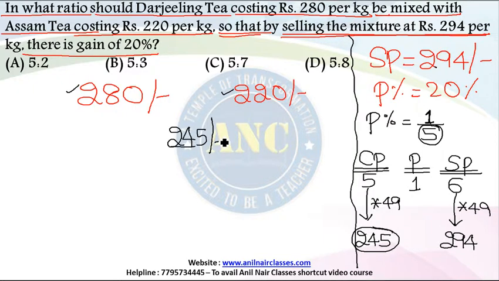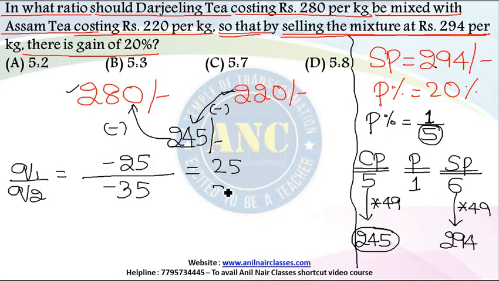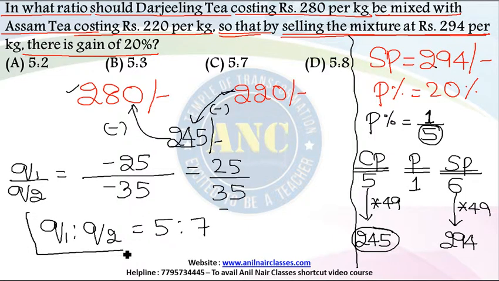All are absolutely the same. Now I know you can easily find the ratio in which the two varieties of tea are mixed. Q1 by Q2 is 220 minus 245, it is minus 25. 245 minus 280, it is minus 35. It is 25 by 35. In what ratio are they mixed? They are mixed in the ratio 25:35 or 5:7. Very easily you can solve this question. So this is another variety of question where profit percentage will be given and selling price will be given, so that you need to find the cost price and find out the quantities or the ratios.